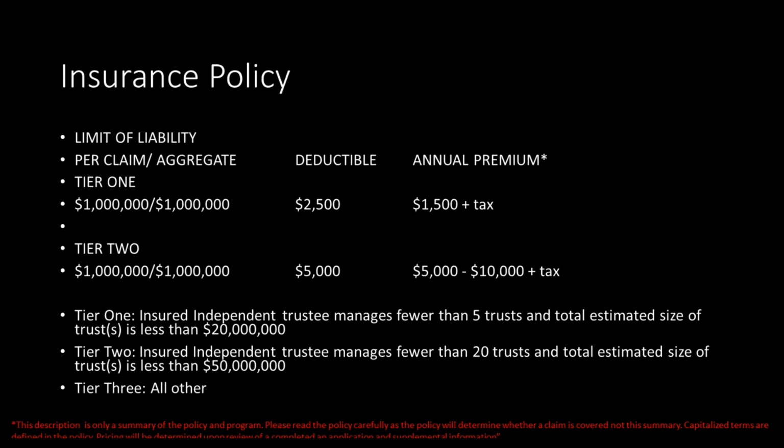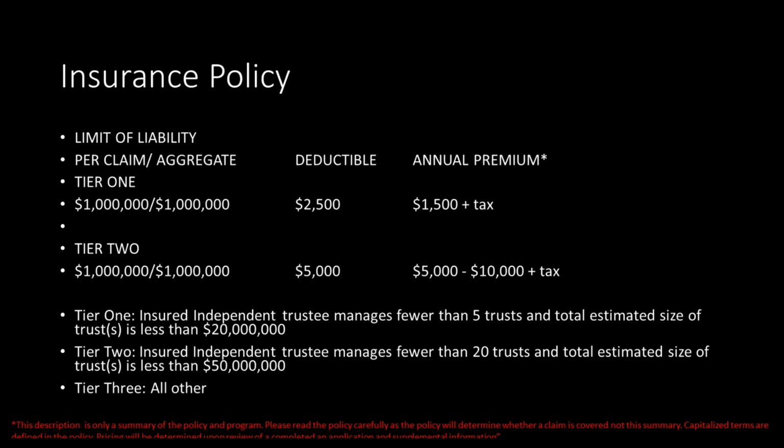So tier 1 would be the insured's an independent trustee, manages fewer than 5 trusts with a total estimated assets of less than $20 million. I know already everybody's saying things like, well, what happens if we have 1 master trust and there's 20 sub-trusts, right? So those are all the things that when we get a submission in, it's my job to go to the underwriter and say, it looks like it's not really in tier 1, but it is because of XYZ. And if I can also be looking at it and saying, it looks like it is in tier 1, but it's really not because of XYZ.